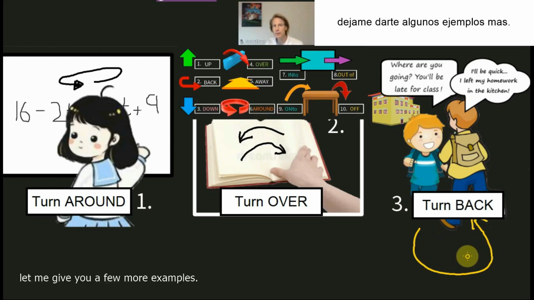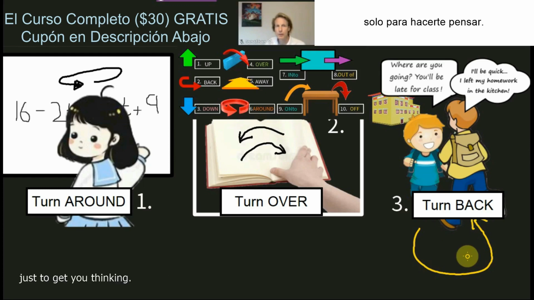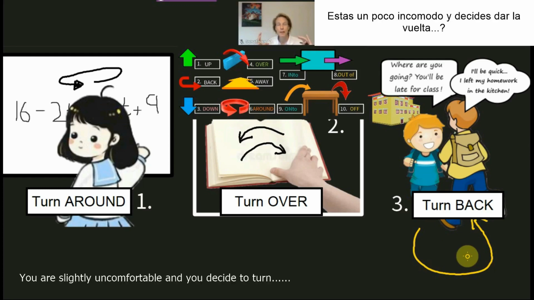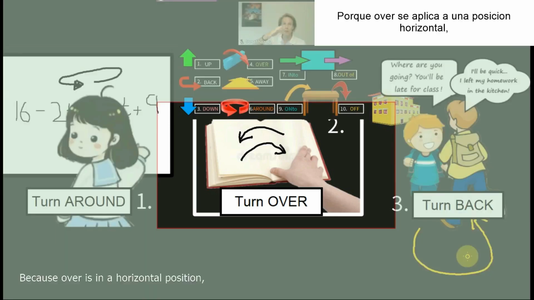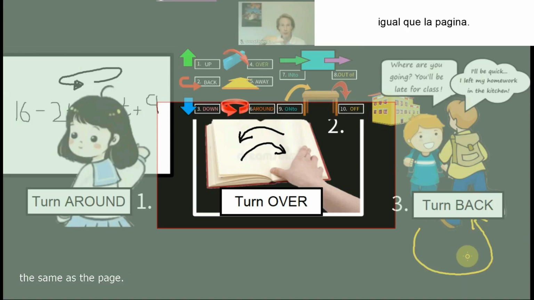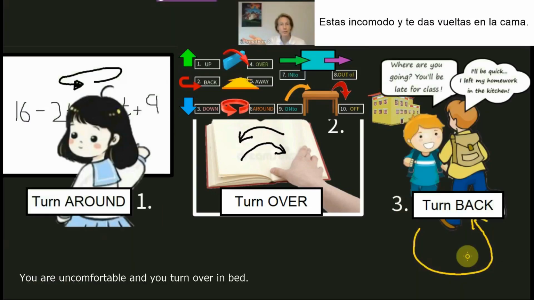Okay, let me give you a few more examples just to get you thinking. Imagine you are in bed, you are sleeping, and you wake up, you are slightly uncomfortable, and you decide to turn. What preposition would you use? Think about it. Are you ready? The answer would be turn over. Turn over, because over is in a horizontal position, the same as the page. You are uncomfortable and you turn over in bed.